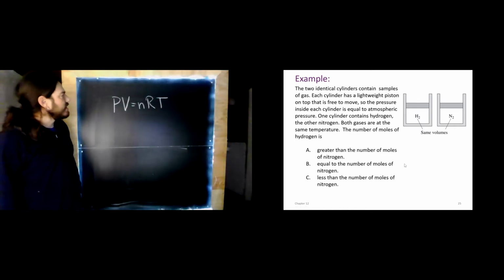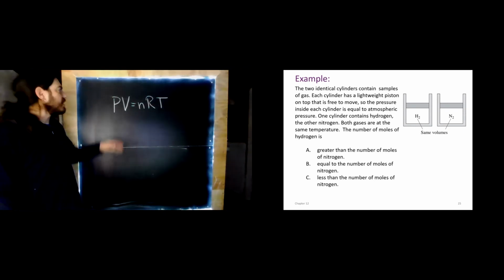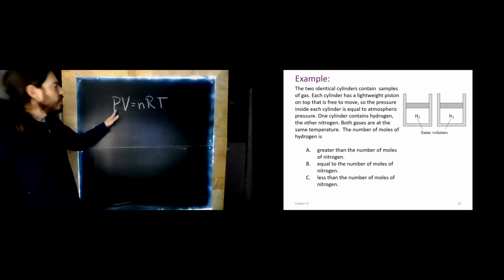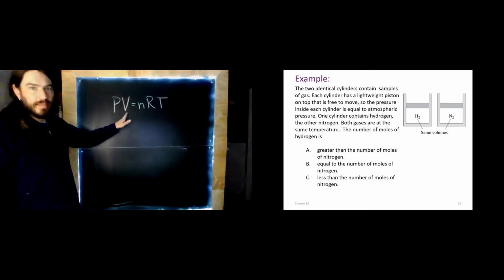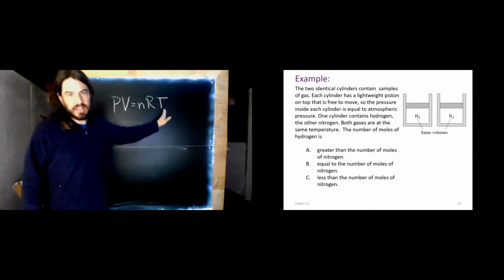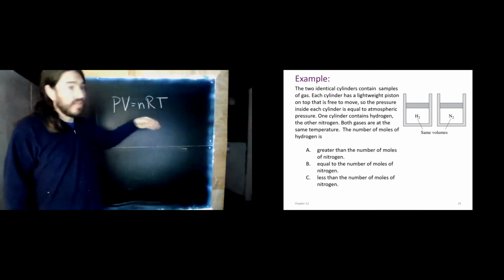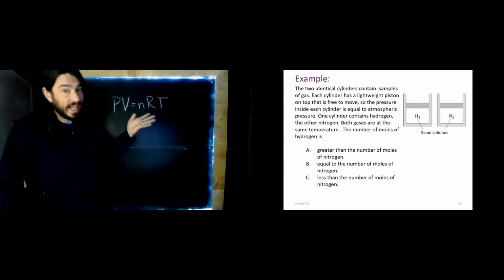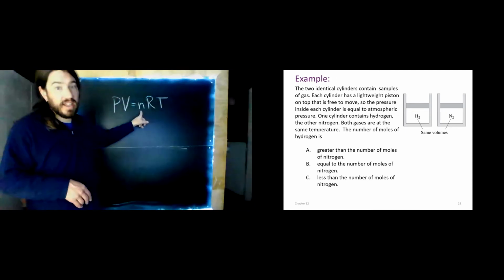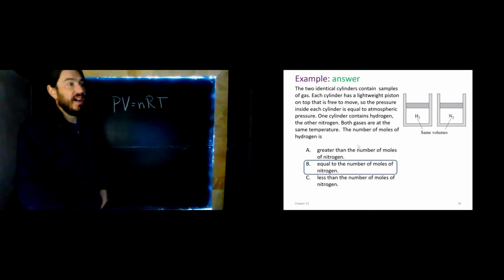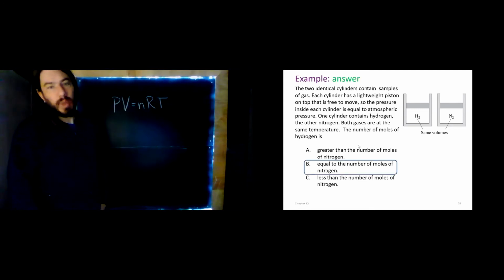Okay, well, let's check this out. Here's the ideal gas law. They've told us that the pressure is the same. They've told us that the volume is the same. They've also told us that the temperature is the same. Well, this is just a constant. So if 4 out of the 5 things are the same for one gas as they are for the other gas, then the 5th thing is also the same. They must have the same number of moles.